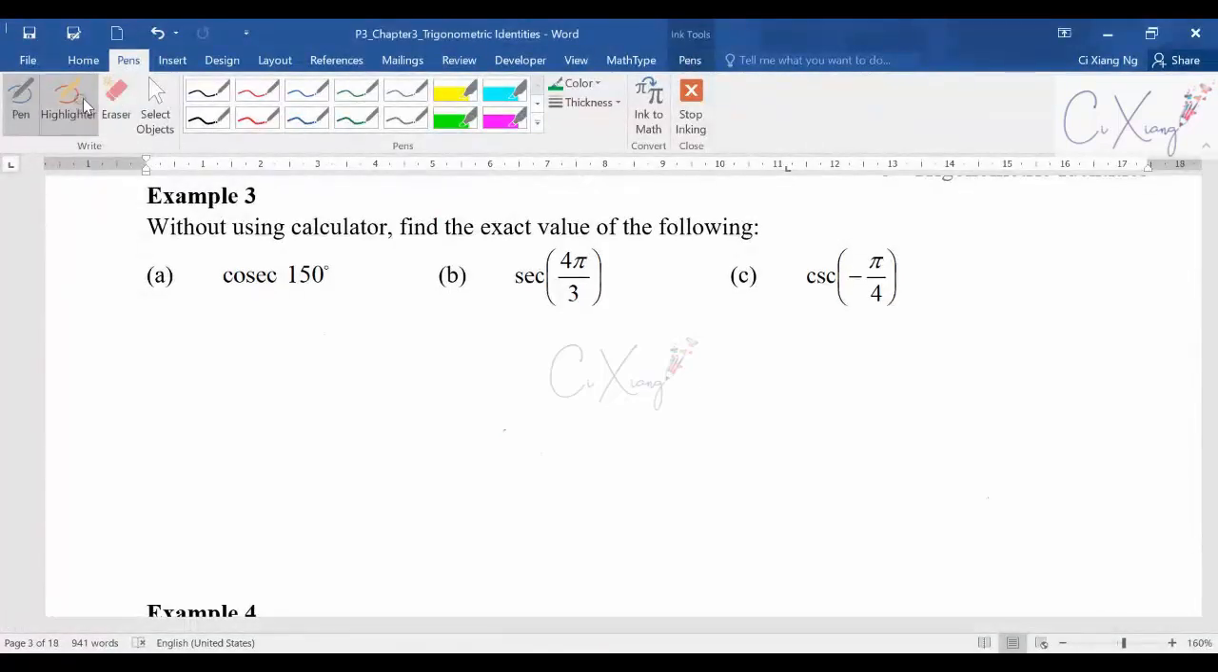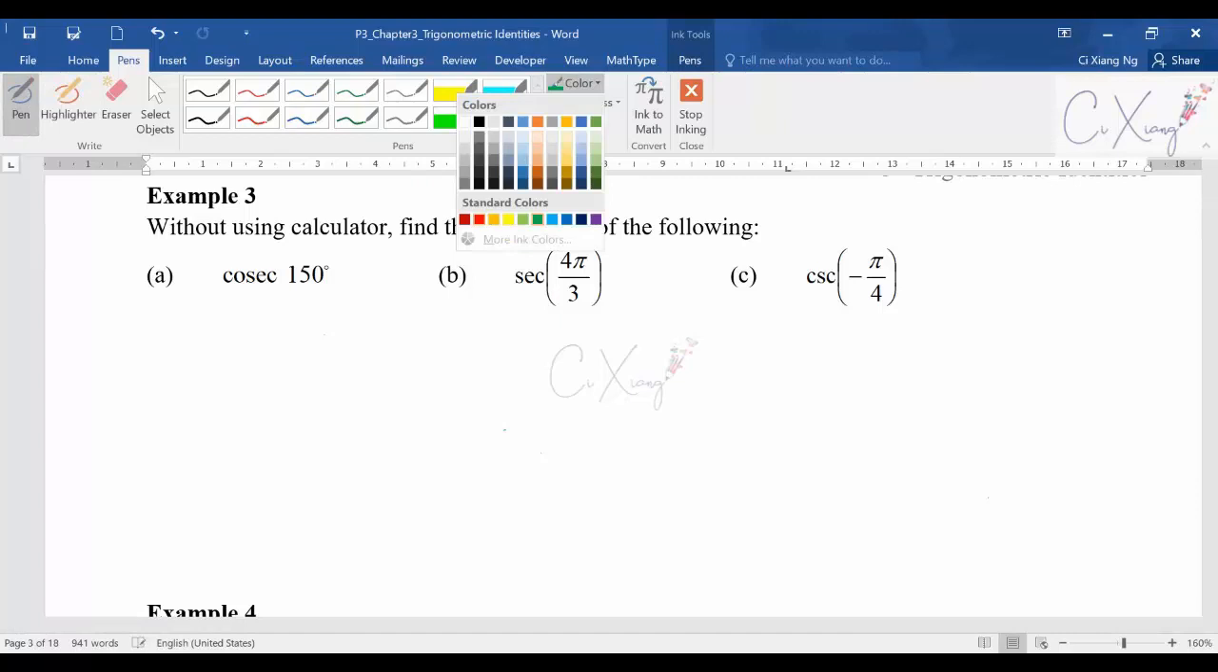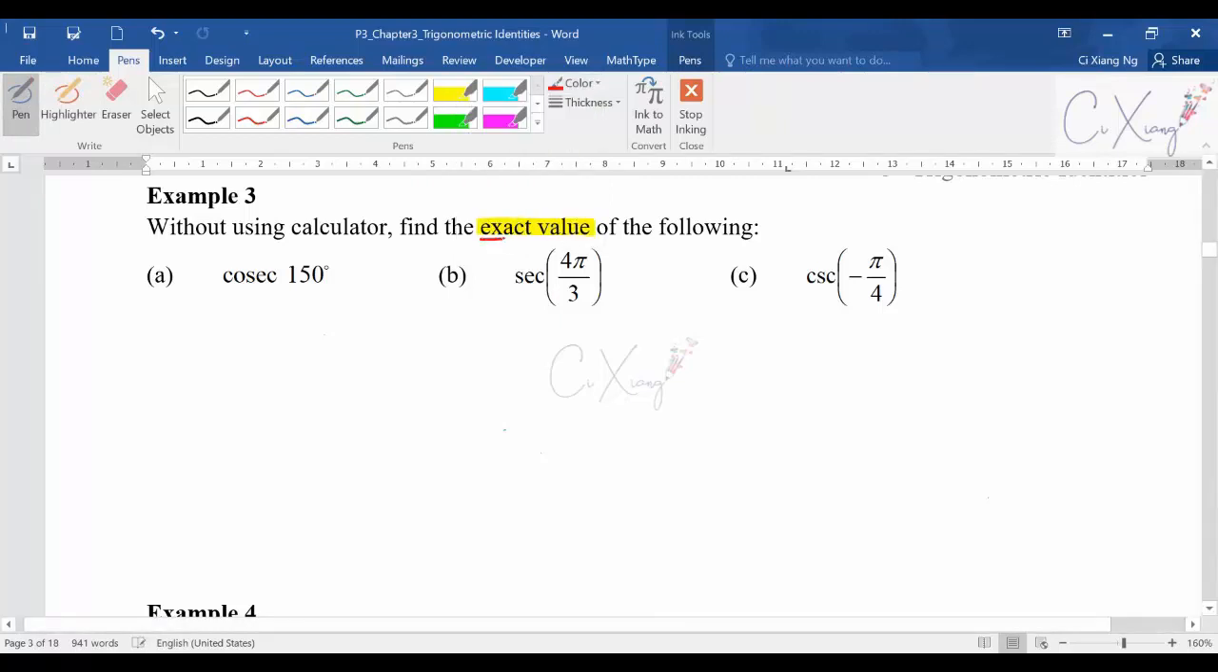So here, let's say they ask you, without using a calculator, to find the exact value of the following. When you see the word exact, it means you have to keep your answer in fraction form if possible. Don't keep the answer as a long decimal number. Now, without using a calculator, if they want you to get the value for cosecant 150, how can we do that?